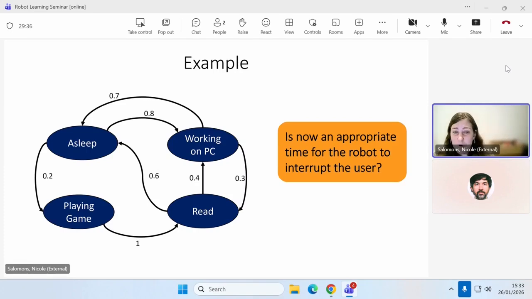We definitely don't want the robot interrupting them while they're asleep, right? That would be really annoying for a robot to wake you up and be like, hey, just to let you know, there's been another crash happening on the stock market. They probably also don't want to be interrupted throughout their working day on their computer. But if they're just playing a game or reading a book, maybe that is an appropriate time for the robot to step in and talk to the user.